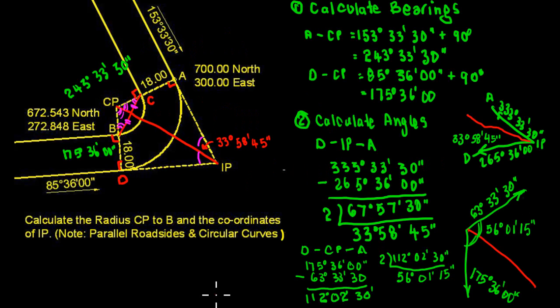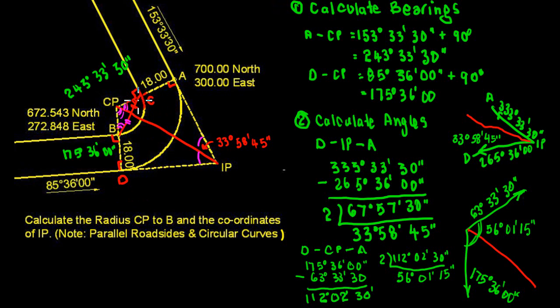And here's our curve. As we can see, we have an 18 metre, what looks like a roadway with parallel sides, and we've been given the bearing in this direction and the bearing in this direction as they meet at the IP. So the first thing I want to do is to first of all look at the geometry.